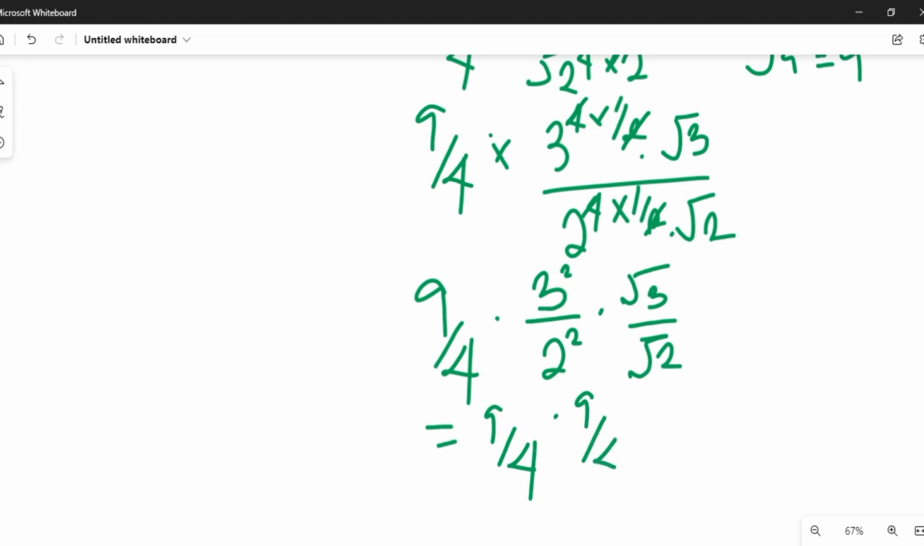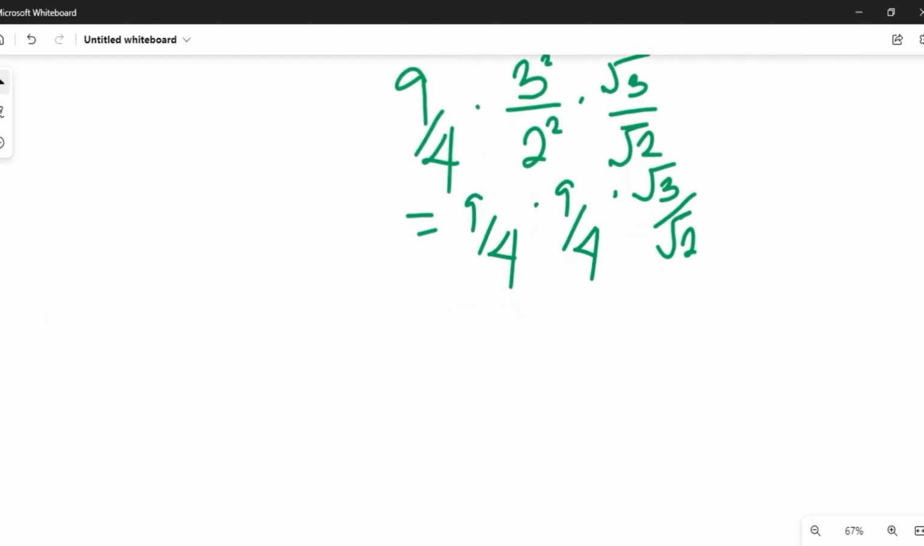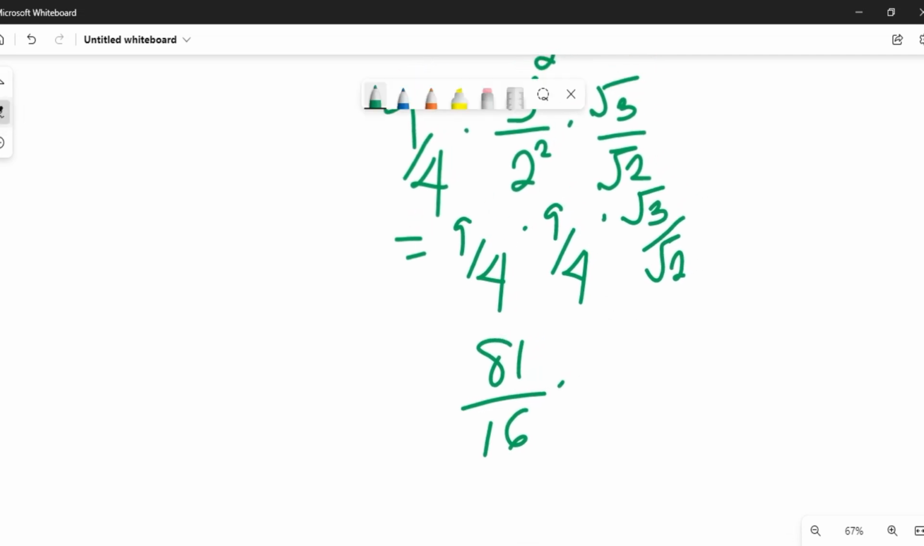So this is equal to 9 over 4 multiplied by 9 over 4 multiplied by the square root of 3 over the square root of 2. 9 times 9 gives us 81, and 4 times 4 gives us 16. So we have 81 over 16 multiplied by the square root of 3 over the square root of 2.